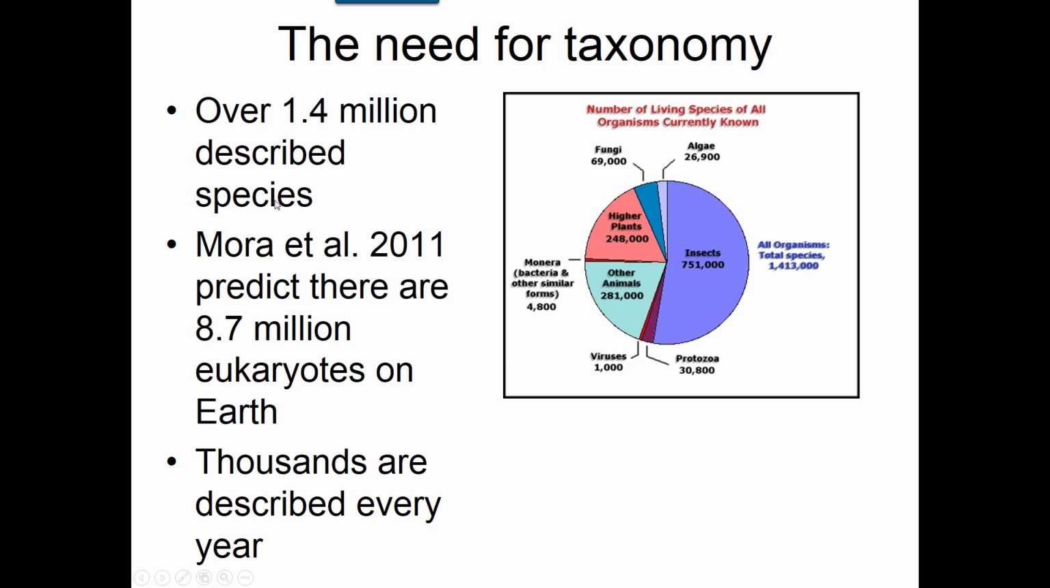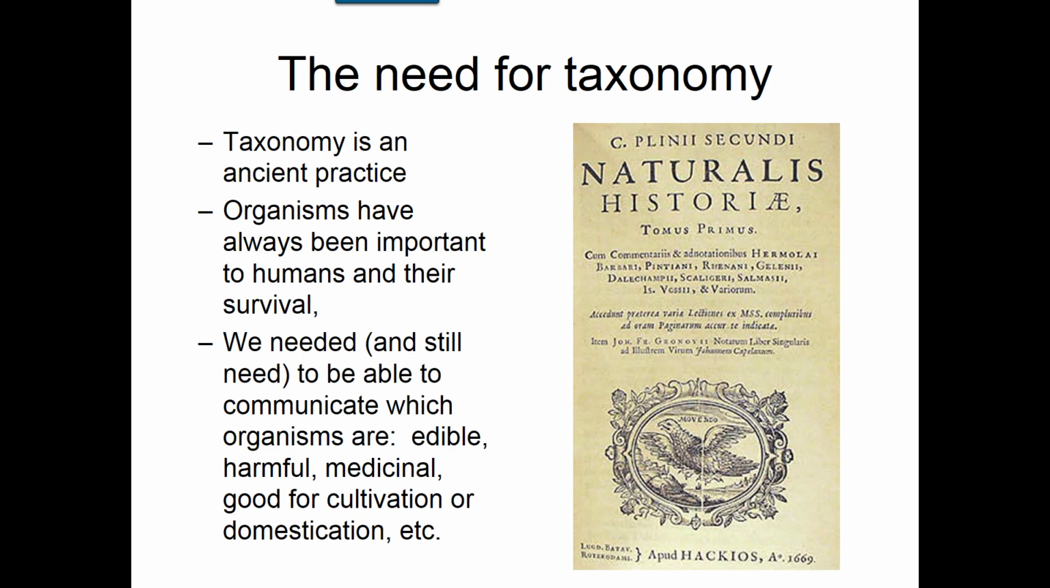So Mora and his colleagues in 2011 predicted, based on their analysis, that there are probably more like 8.7 million just eukaryotes on Earth. So the reason why we need taxonomy is because there's a lot of life forms out there and it's an active field. There's still many, many organisms out there that we need to get to know and we need to classify and we need to name. And indeed, thousands of species are described every year.